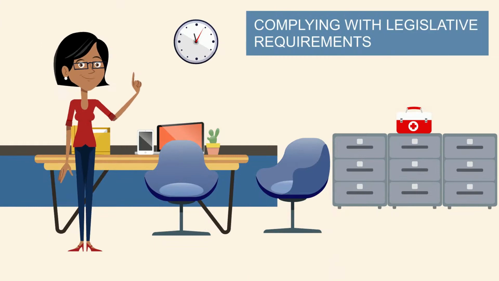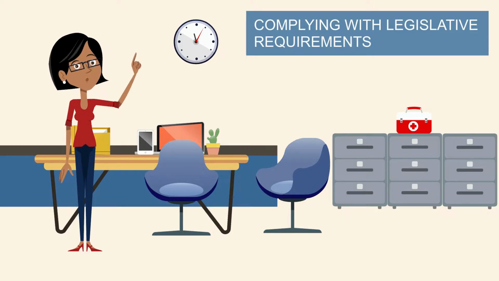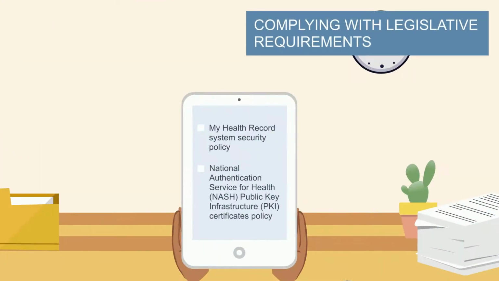I'll now need to prepare to implement the new system within the operations of my practice. This means ensuring I meet the legislative requirements to participate. To be compliant, I'll need to implement a My Health record system security policy. And for organisations accessing via conformance software, you'll also need the National Authentication Service for Health, NASH, Public Key Infrastructure Certificates policy. There are policy templates available that you can adapt for your private practice or organisation.